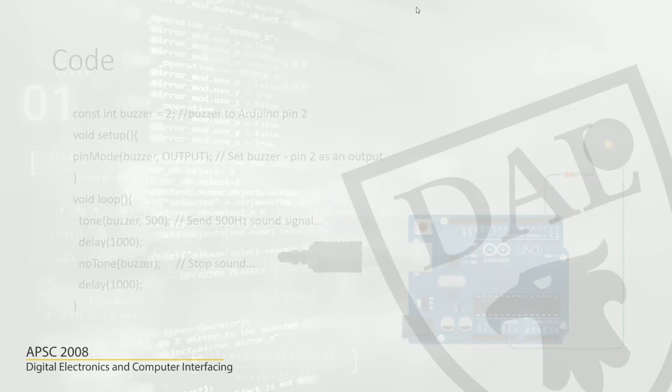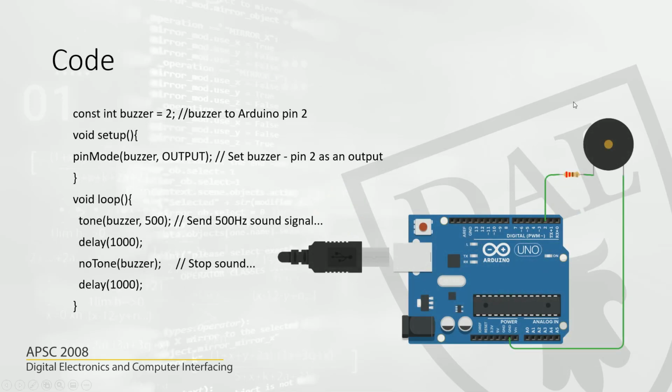Here we have the code, and this is how we are going to build our circuit. Although it is advisable to have a resistor in here, the voltage is not too high, so I'm not going to bother putting a resistor here. I'm just going to use an active and a passive buzzer and connect them. So let's go and see its execution.